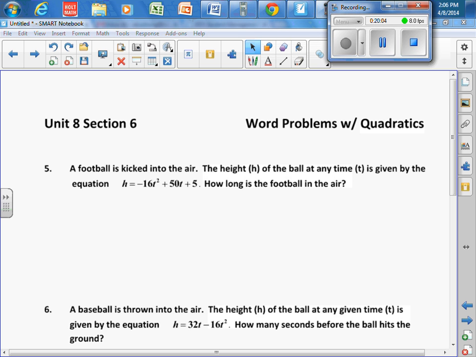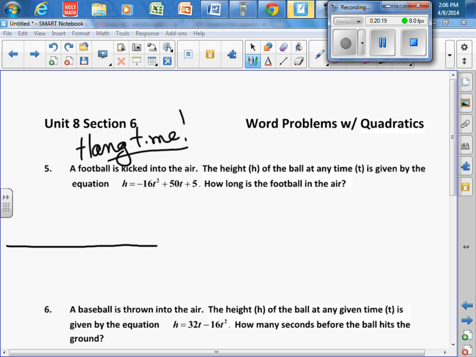Okay, what is this question saying? All right, so here's the ground, right? And for any of you football fans in there, what we're talking about here is what? How long is it in the air? Hang time, right? So here's the ball being kicked into the air.